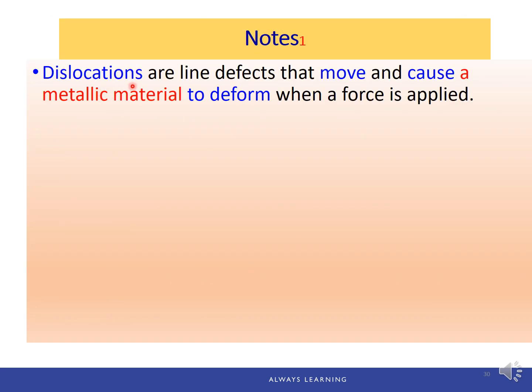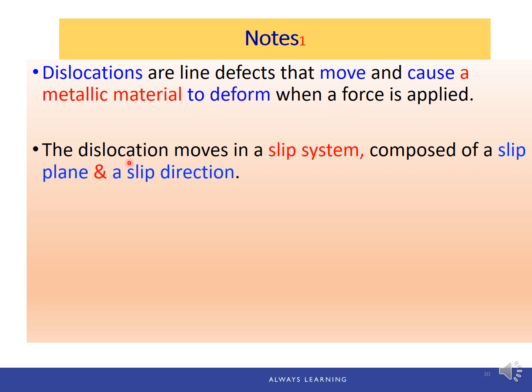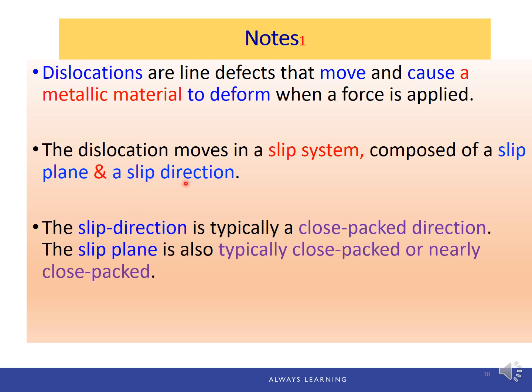In summary, dislocations are line defects that move and cause a metallic material to deform when a force is applied. The dislocation moves in a slip system, which is composed of a slip plane and a slip direction. The slip direction is typically a close packed direction, or if there's no close packed direction in the material, it will be the most close packed direction in that crystal structure. The slip plane is also typically a close packed or nearly close packed plane.